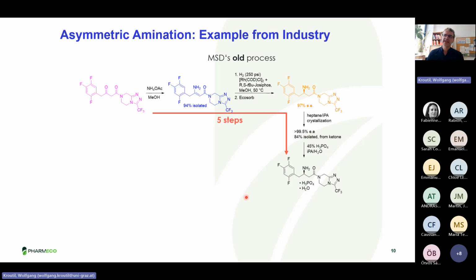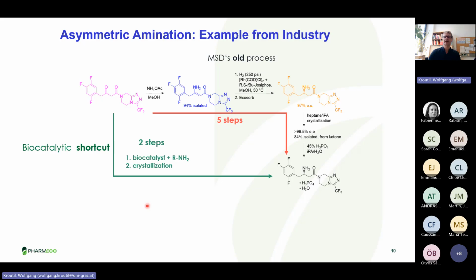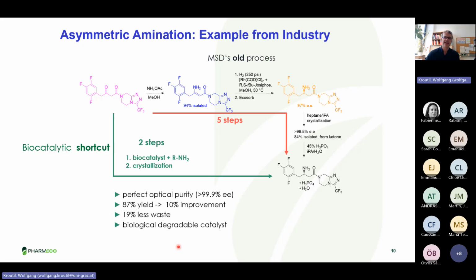was then substituted by an enzymatic process, where in one step the enzyme introduced the amino group using the transaminase, just as I showed you before. And that was done with having the perfect EE right away. We still needed the crystallization step to make the phosphate salt, but the yield could still be improved simply because you just needed 2 steps, which also led to less waste overall.